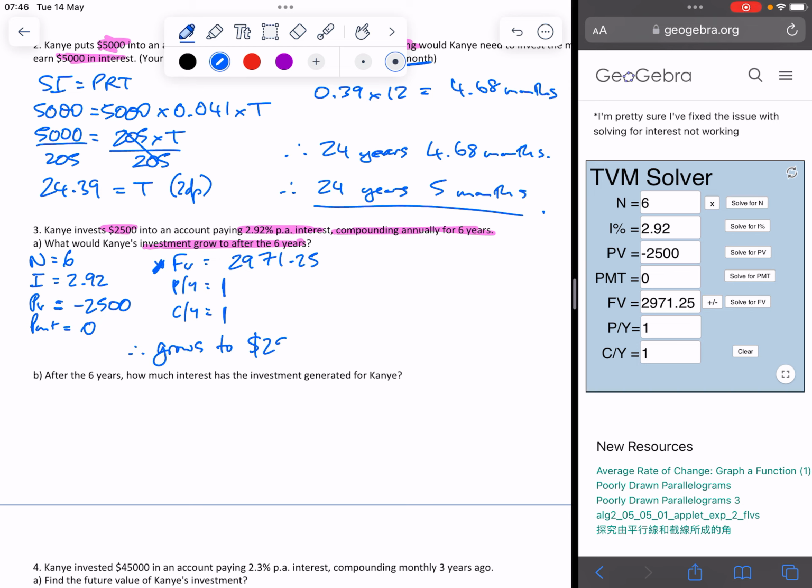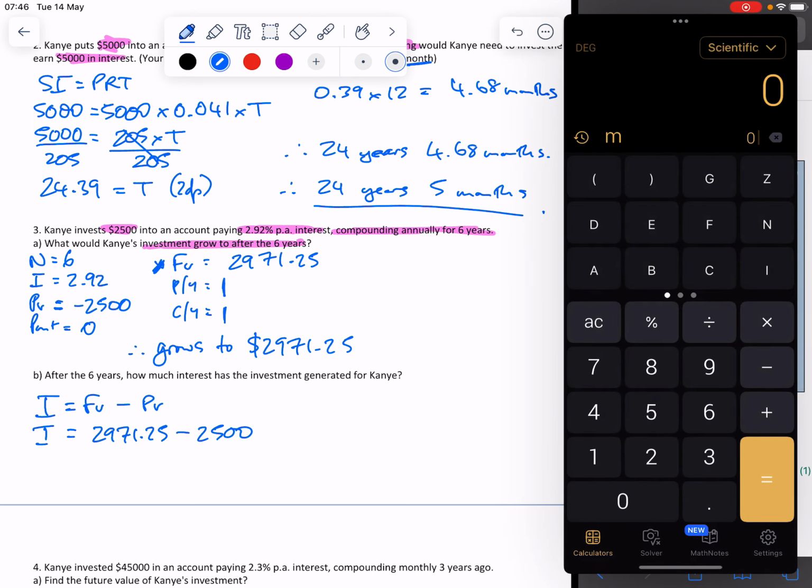After the 6 years, how much interest has the investment generated? Well, we know what it grows to, so interest is equal to the final value take away the principal. It grew to $2971.25, but I put in 2,500 in the first place. 2971.25 take away 2,500, interest is $471.25 in interest after 6 years.